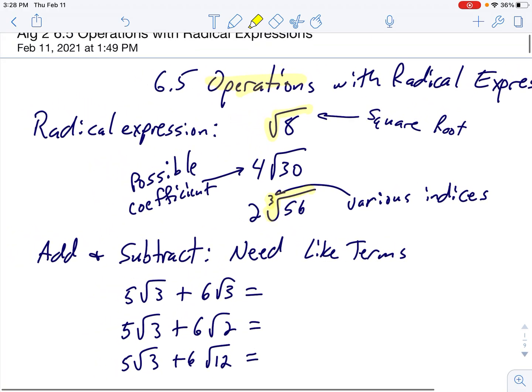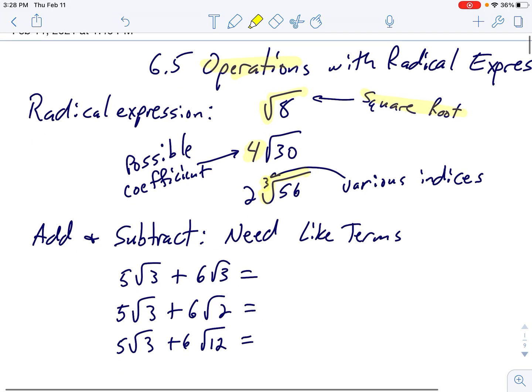A radical expression can be a simple square root, like square root of 8. You could possibly have a coefficient, so 4 square root of 30. You could have a different index, so various indices. I thought I'd write that down. The plural of index is indices. I think that's a neat word, but whatever. So 2 cube root of 56. Those are examples of radical expressions. Nothing's being done to them. You might be able to simplify them or not, but that's what they are.